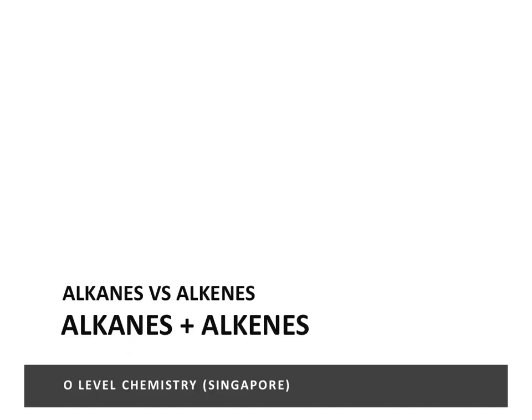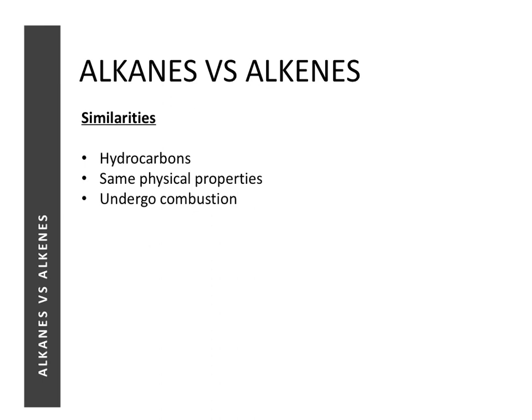Now in this very short lesson, we're going to compare alkanes and alkenes, the similarities and the differences. We have looked at these two homologous series in detail, so if you want to, you can try on your own first. Otherwise, let's check out the similarities and differences. Alkanes and alkenes are both hydrocarbons, meaning they contain only carbon and hydrogen.